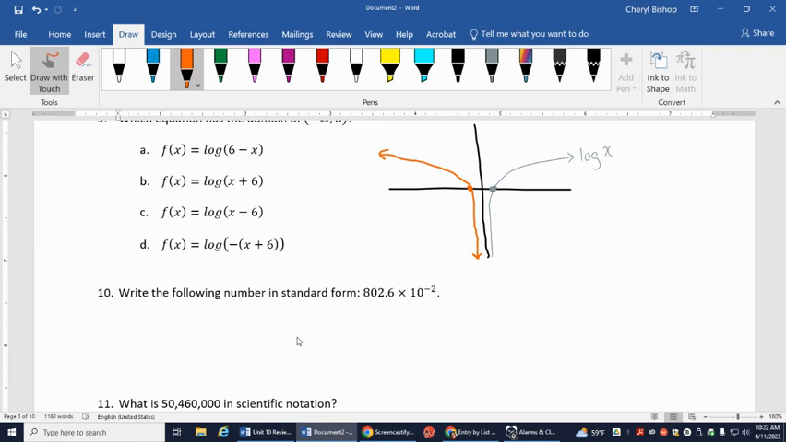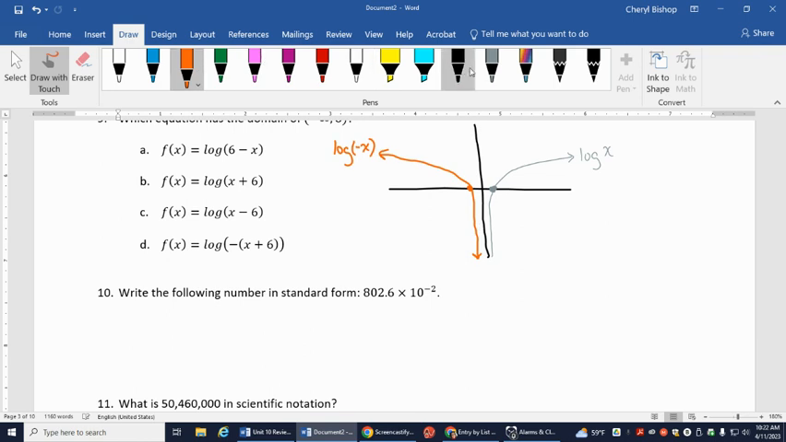But I'm not putting a negative out in front. Where am I putting the negative if I want to flip over the y-axis? In front of the x. So this would be log of negative x. That's what would flip it across, so it's going the other way. And so now at least we're going to negative infinity.